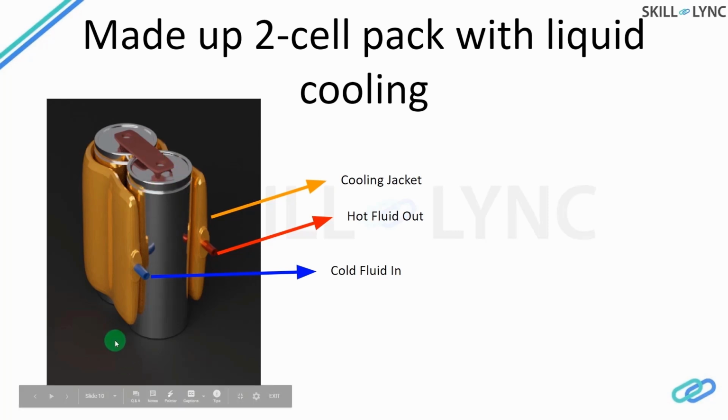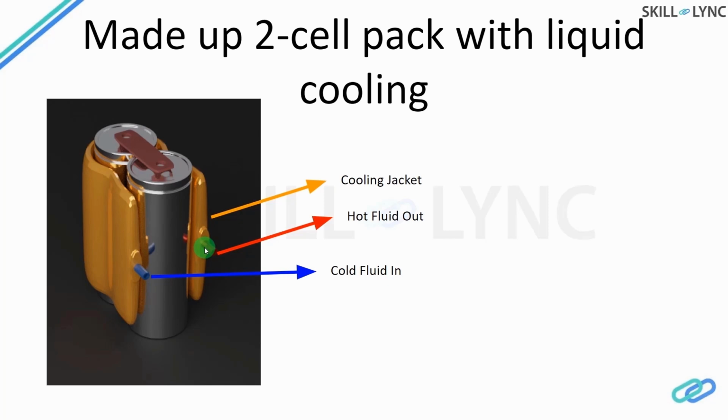So the idea is very simple. Here I have a simple 2-cell battery pack with a made up liquid cooling system. So ideally you don't need liquid cooling for a 2-cell system, but here we just wanted to give you the idea. So you can see that there's a cooling jacket which wraps around the 2 cells. You have cold fluid going in through the blue inlet. As it goes through the cooling jacket, it takes in additional heat that is generated from the batteries. And when it comes out on the other side, it comes out as hot fluid.